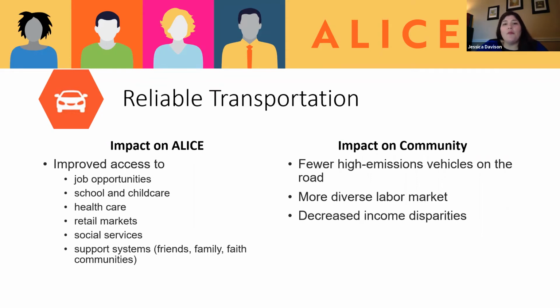So whether it's unreliable transportation, risk of accident, or increased maintenance costs, ALICE benefits when they have reliable transportation. They'll see improved access to job opportunities, school and childcare, healthcare. There's a laundry list of things that you can access when you have reliable transportation. And then from a community perspective, there's great impact in our community, right? With fewer high emission vehicles on the road, a more diverse labor workforce, and also decreased income disparities. So transportation can impact other areas and have a strong impact for our community.